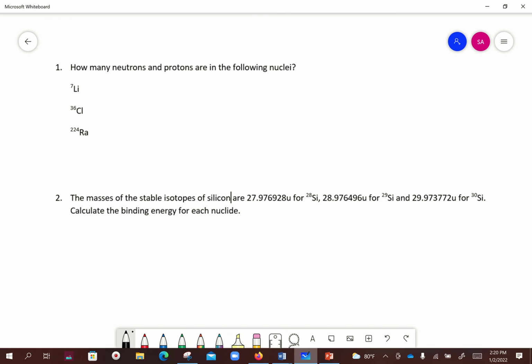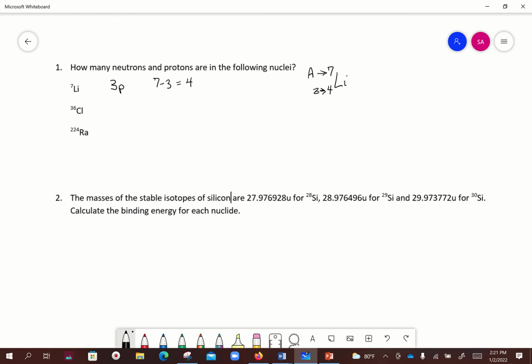So lithium has 3 protons, and the number of neutrons it has is this number up here, 7 minus the number of protons, so that's 4. So remember, we might write this as lithium 4, 7, where this lower number we call Z is the number of protons, and the top number, which is A, is the number of protons plus the number of neutrons. All right, let's do the next one.